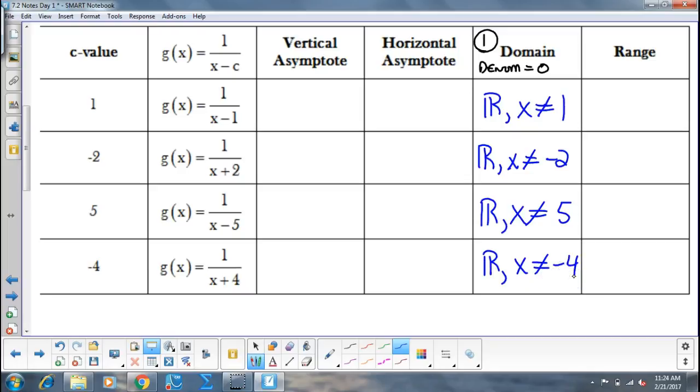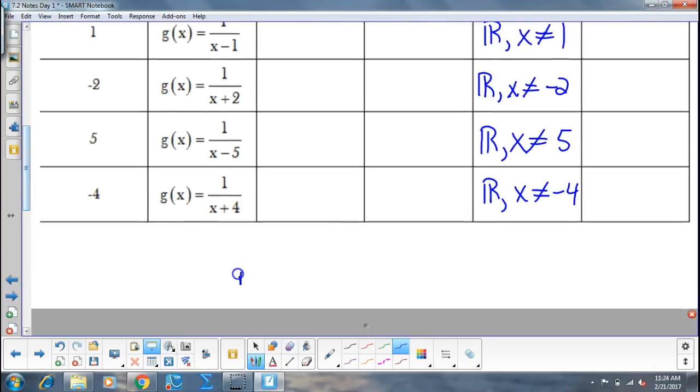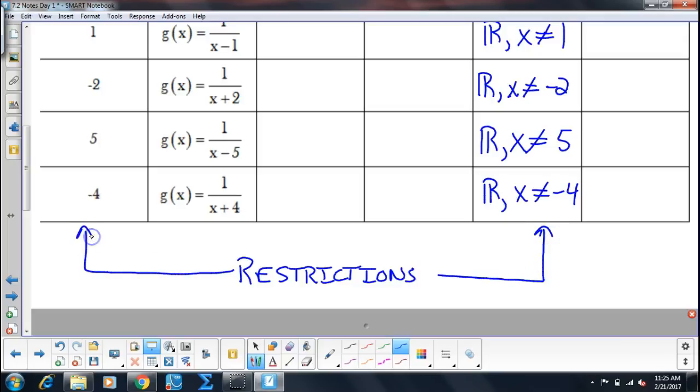Now, did you notice anything? They're the same as the vertical asymptote. No, they're not. Well, the last number. They're what, Jacob? Same as the C value. So the restrictions there are the C values there. Right?